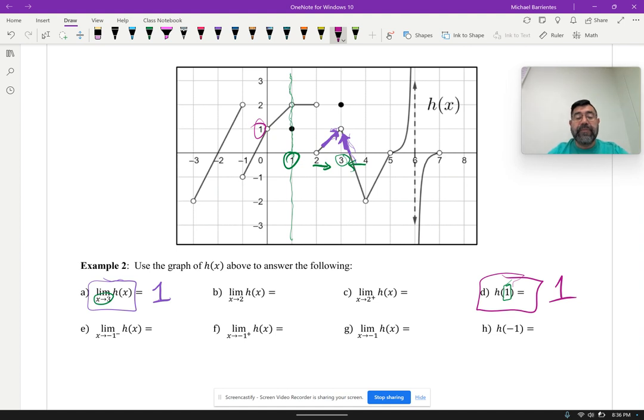Notice the difference. On letter A, I had to worry about left and right, and are they going towards the same place? On letter D, I just have to worry, is there a y value at that specific x value?